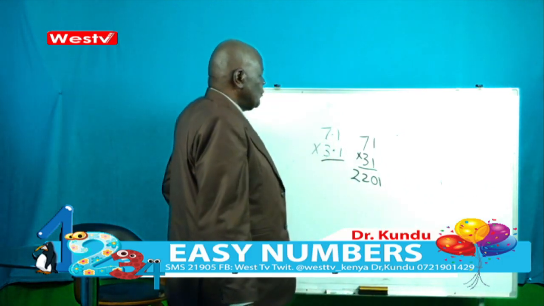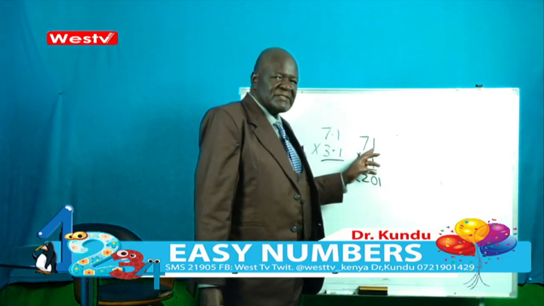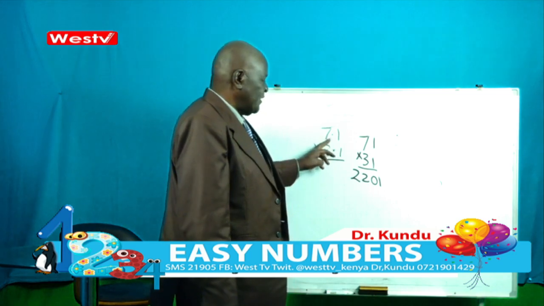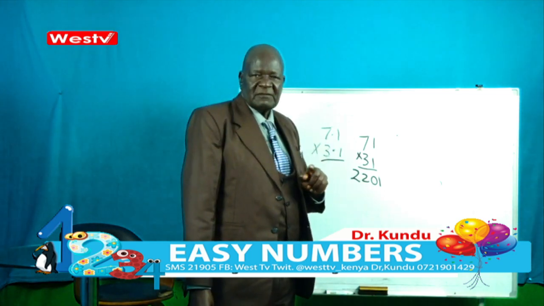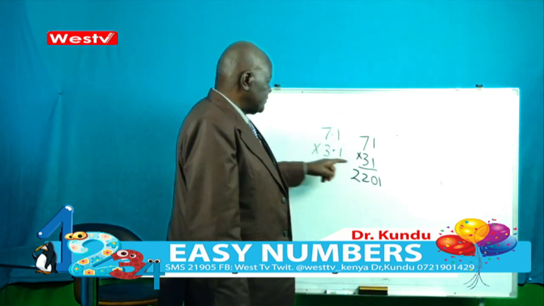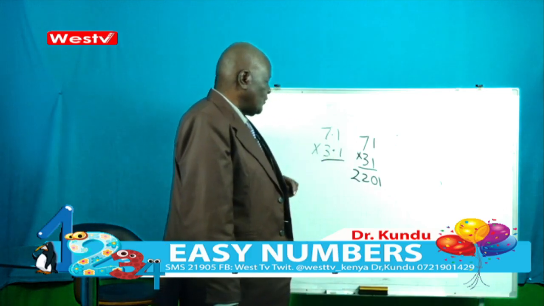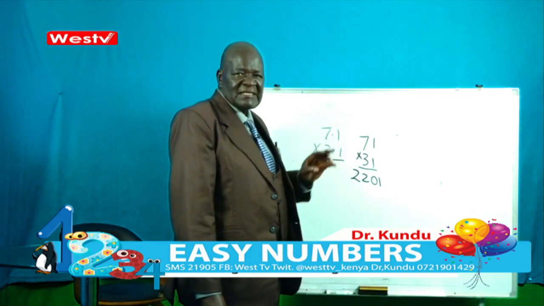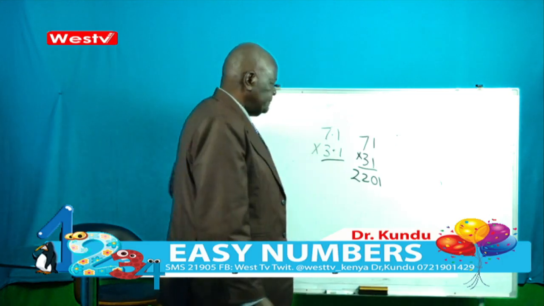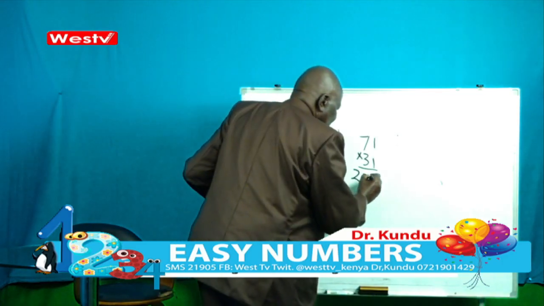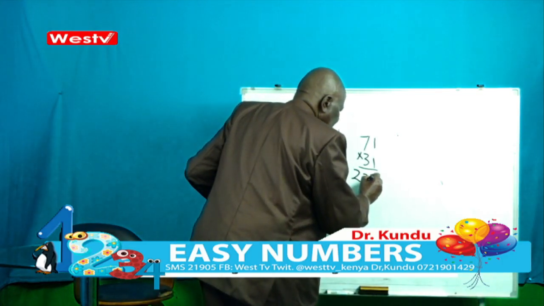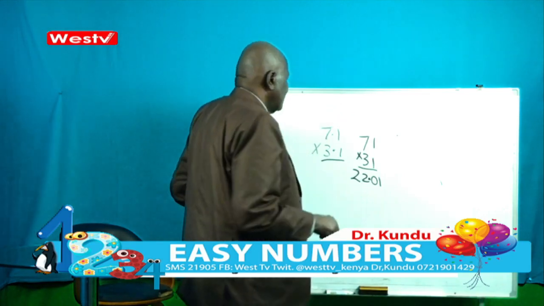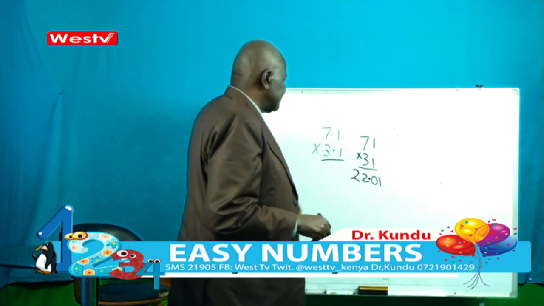Then you realize that the number was not 71, it was 7.1. That's one decimal. Then the number was not 31, it was 3.1, another decimal. So this answer must have 2 decimals in it. So the correct answer is 22.01.